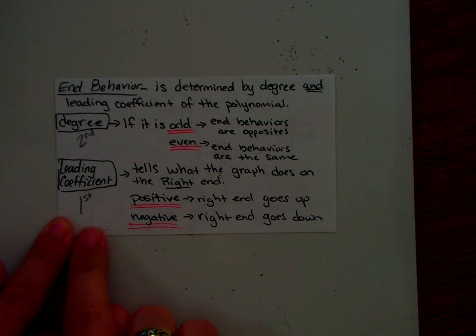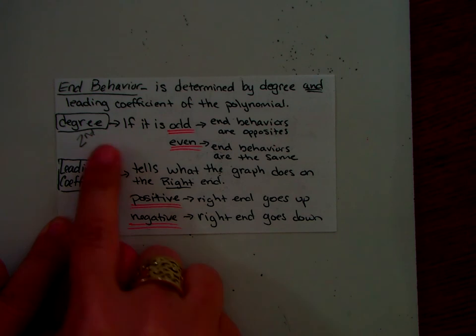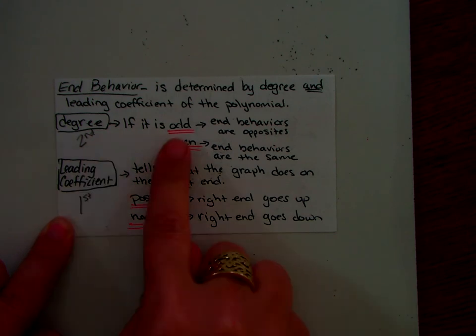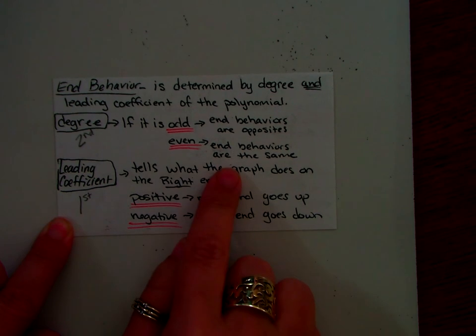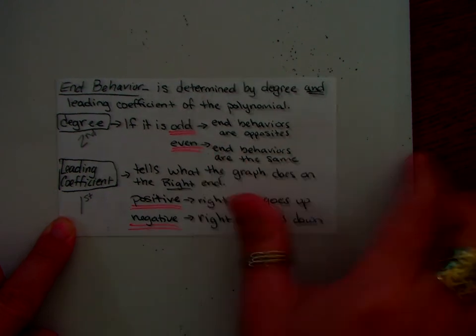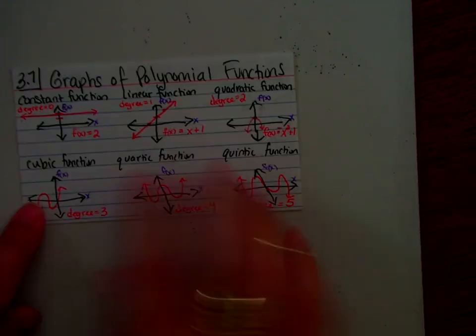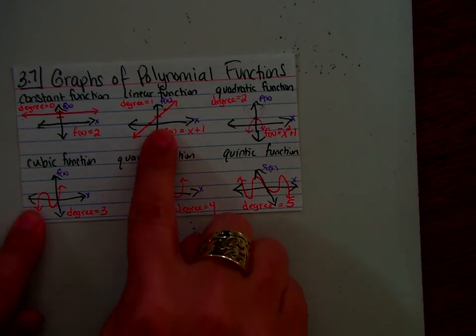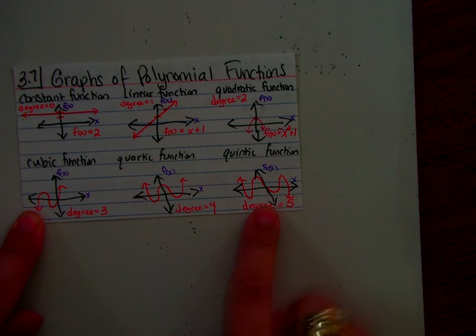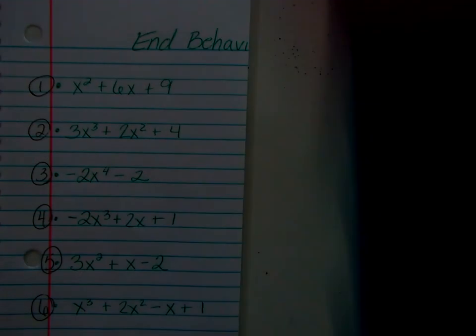Once you know what the right side is doing, then you look at the degree. If it has an odd degree, the left side is going to go in the opposite direction than the right. If it's an even degree, they match. They're going the same way. So even degrees, arrows go the same way for end behavior. Odd, they go opposite ways, okay? So let's just review a few problems, okay?